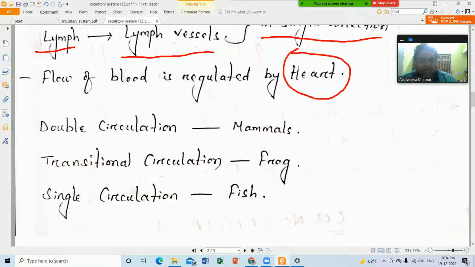There are different kinds of circulation according to the organism. There may be double circulation, which includes mammals, where there is a four chambered heart. There is the transitional circulation: in the frog you will get a three chambered heart. And the single circulation you can find in the fish, with a two chambered heart. So mammals have two ventricles and two auricles; the frog has two auricles and one ventricle; and the fish has one auricle and one ventricle.